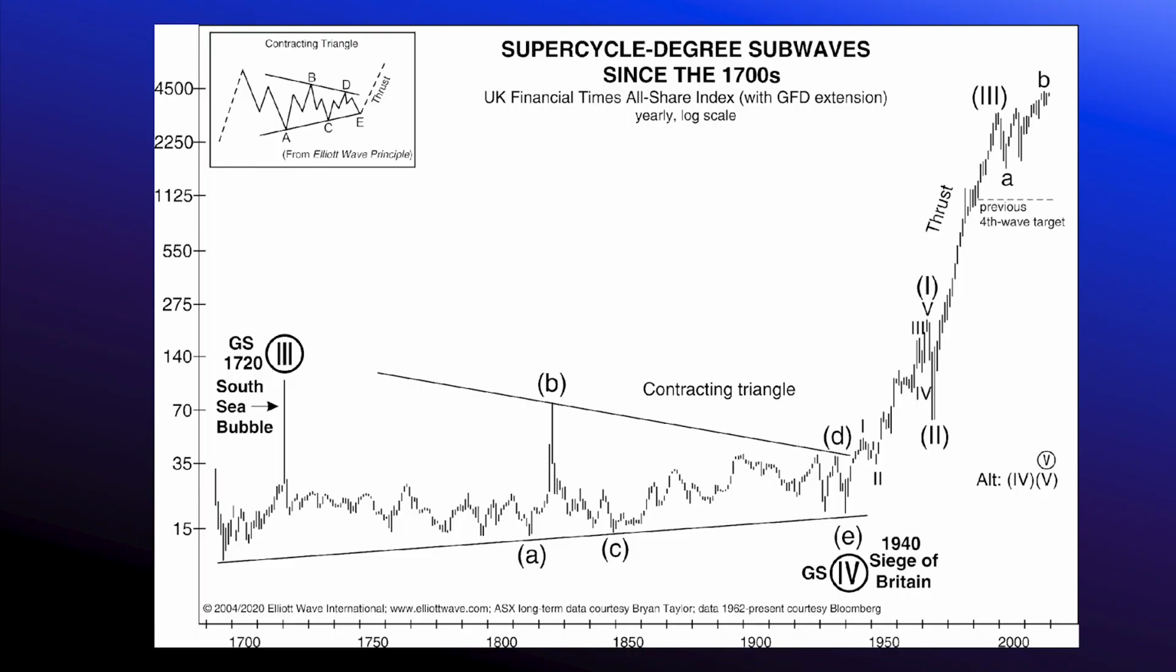A colleague of mine took this chart. This is the UK Financial Times All-Share Index. We're going back through the 1700s. And there's a very commonly occurring pattern called a contracting triangle. There's an ideal representation of that up here. All a triangle is doing is it's a pause in the market, right? You have 3-wave moves where the price action kind of contracts in on itself.